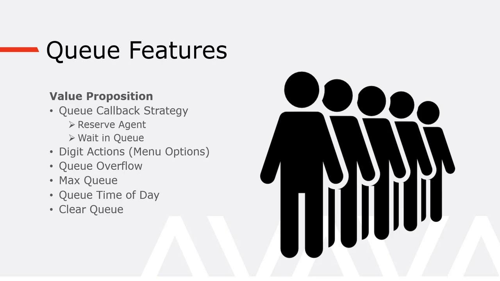You can also determine the queue time of day for the queue callback. Only present queue callback between the hours of 8 and 3. My office hours are 8 to 5, that way I have 2 hours to get to those calls. If a call sneaks in and I don't want to call them back the next day, I can clear the queue out each night, and I can determine that queue clear.